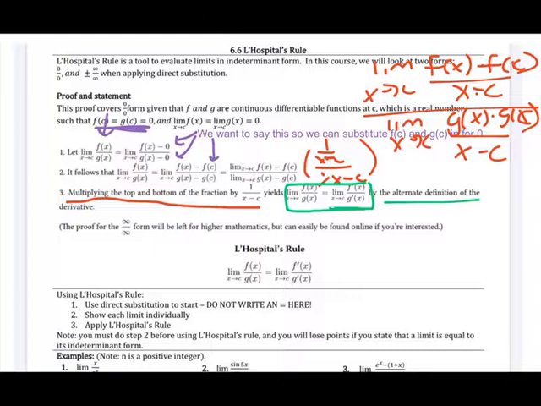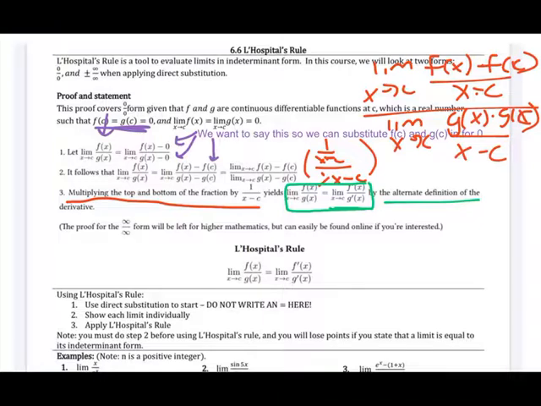So we substituted in f of c and g of c, since those are equal to 0. We then multiplied the numerator and the denominator by 1 over x minus c, which we're allowed to do because 1 over x minus c over 1 over x minus c is still just 1. We're allowed to do that to be able to say that these derivatives are true.